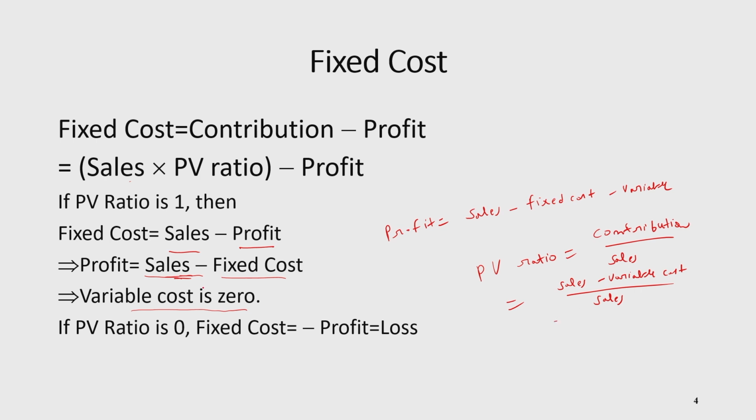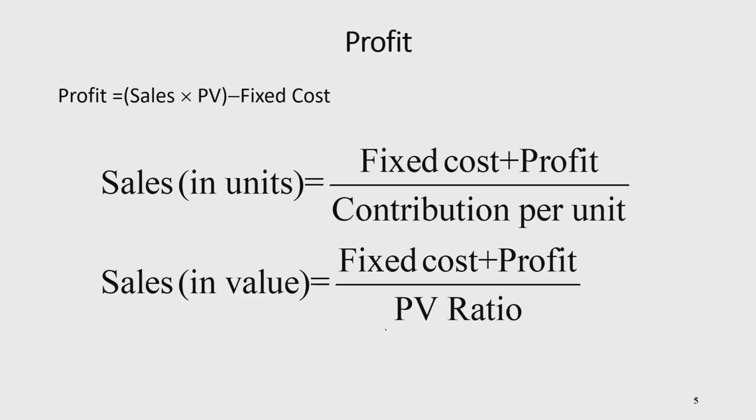And suppose PV ratio is 0, when? That means by this formula fixed cost is equal to minus profit, and therefore you are making a loss. That means your contribution is 0. You are not getting any contribution. Naturally, in that case, your fixed cost will be causing you loss. So you are not contributing to anything.